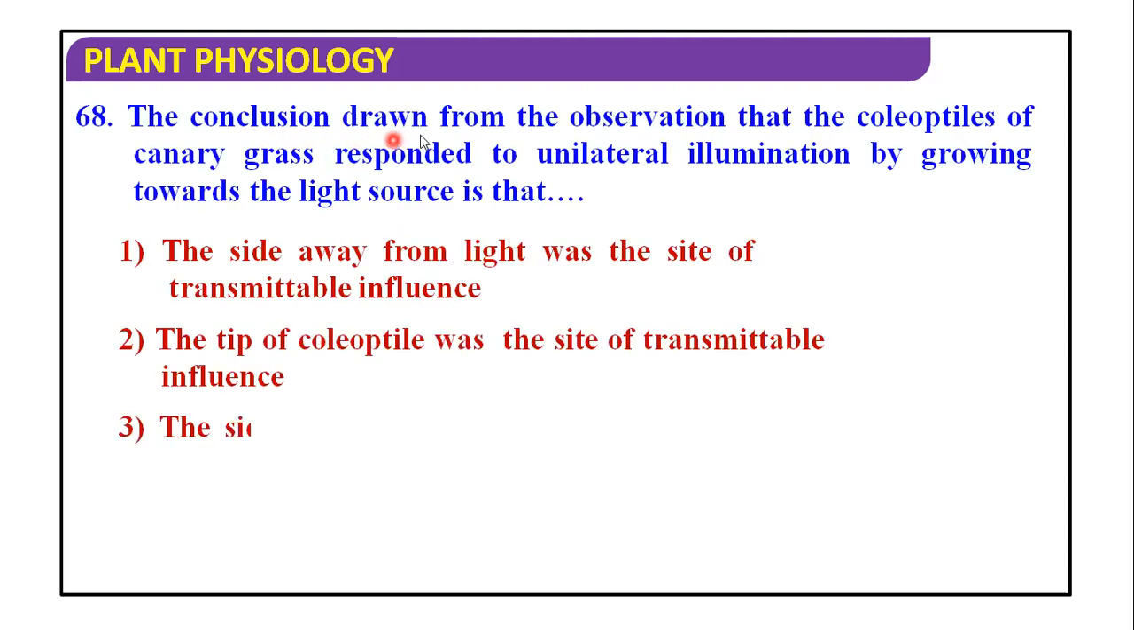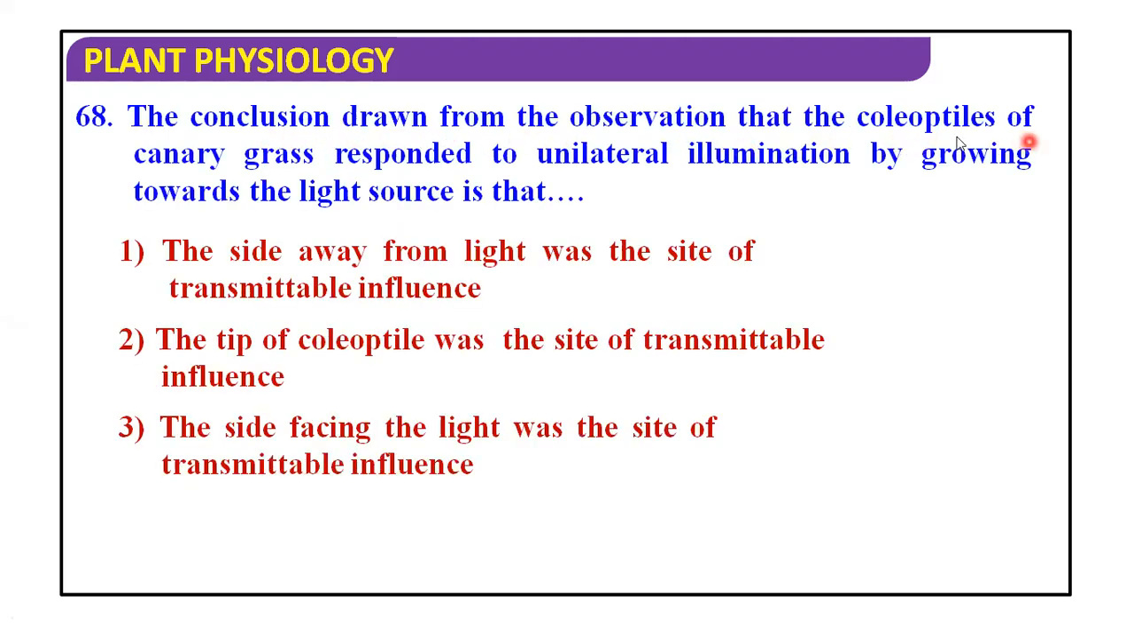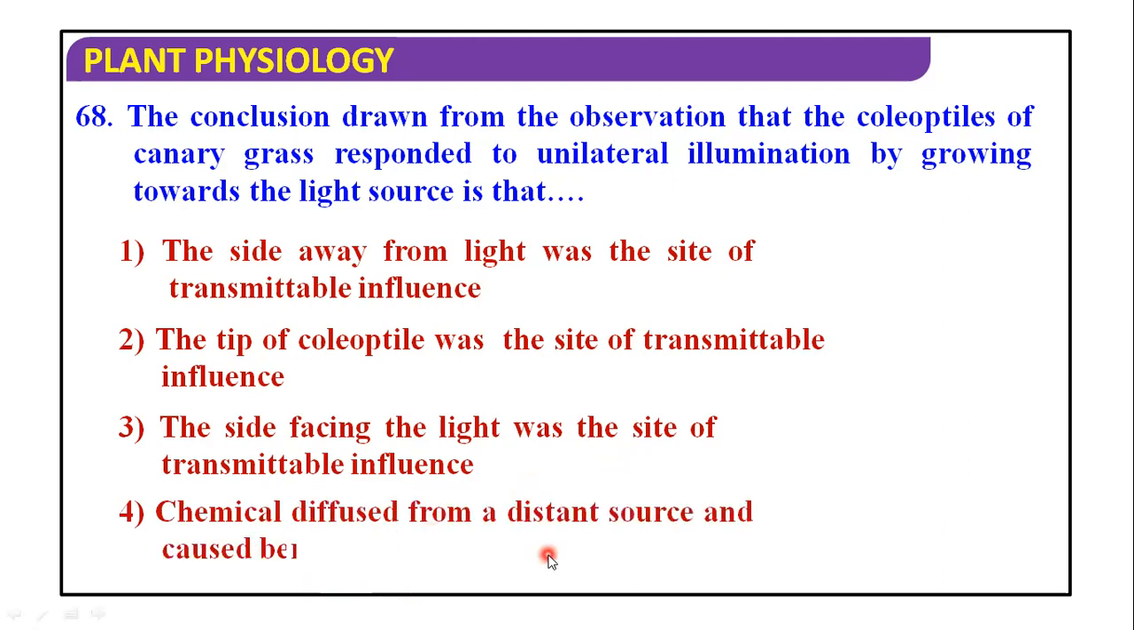The conclusion from the observation that the coleoptile of canary grass responded to unilateral illumination by growing towards the light source is that the side away from the light was the site of transmittable influence, the tip of the coleoptile was the site of transmittable influence, the side facing the light was the site of transmittable influence, or the chemical diffused from the distant source and caused bending. And the answer is the tip of the coleoptile was the site of transmittable influence.